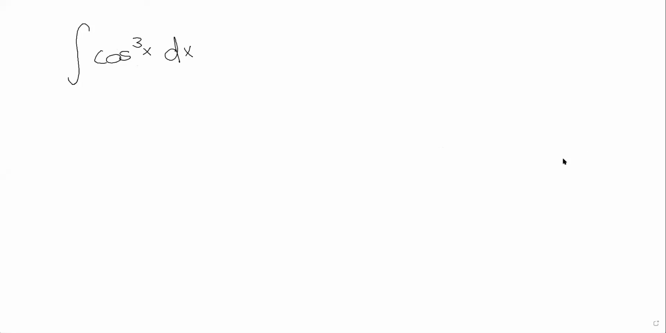Do you know any trig identities that might be useful in this situation? I think we might be able to turn this into a u sub problem using the trig identities. How do we accomplish that though? Well, we could rewrite it as cosine squared x times cosine x, and then we could replace cosine squared x with 1 minus sine squared x. That's it. I want to see if you can take it from here.